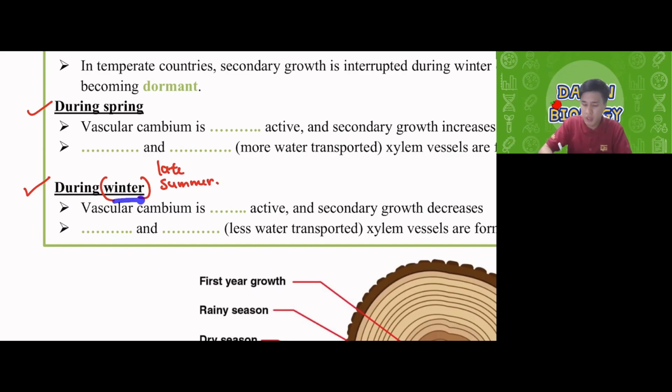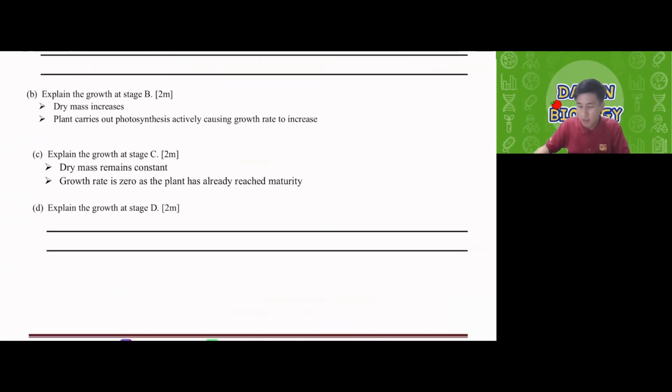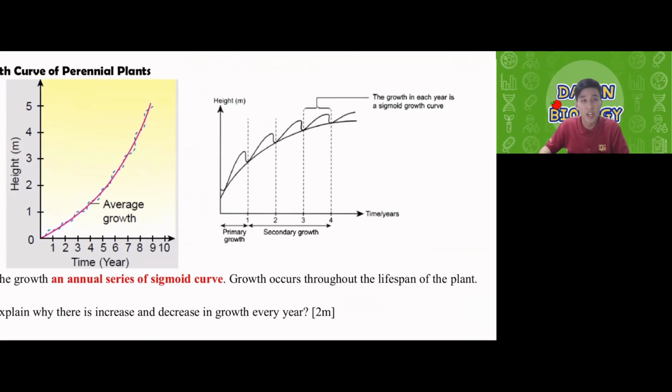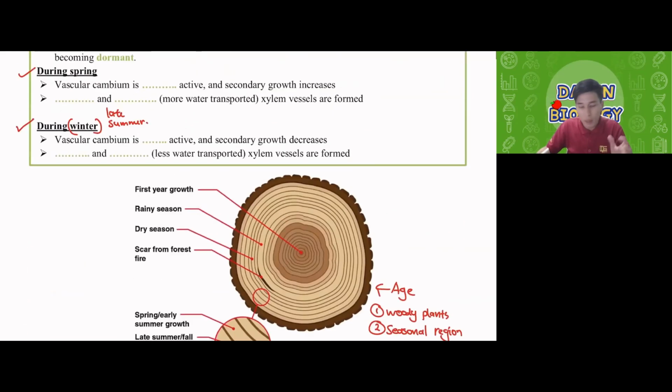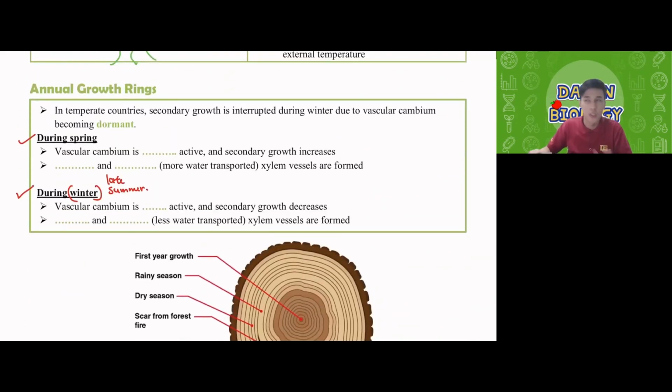But I still think it should be winter, because if you remember the perennial plants we learned here, if you look at our text, they say winter. But I don't know why then they say it's not winter. So never mind, we just write late summer over here.